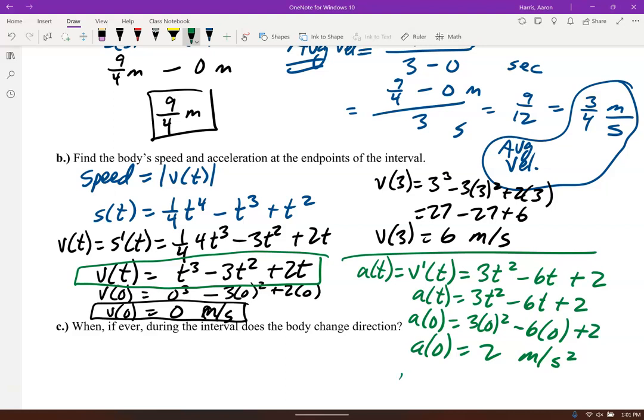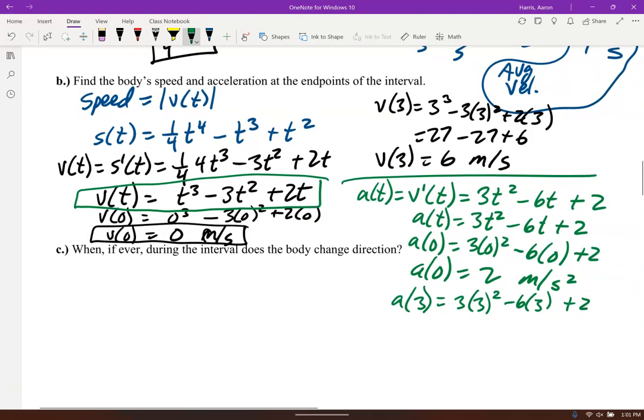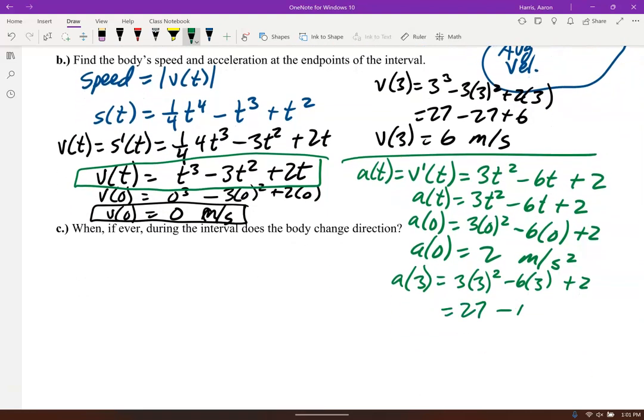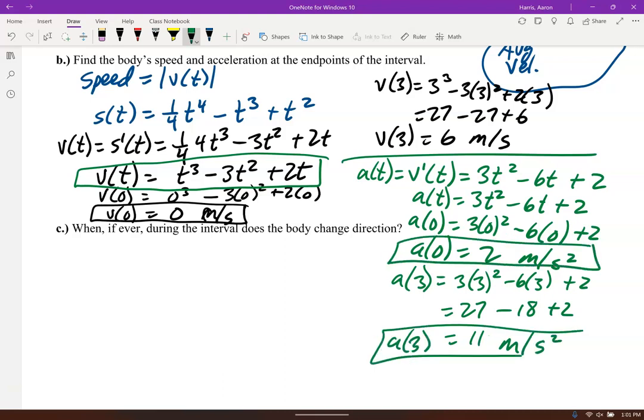And then I want to find the acceleration also at 3. So I'd have 3 times 3 squared minus 6 times 3 plus 2. So I got 27 minus 18 plus 2. I got 11. Looks like meters per second squared. So there's our acceleration at the end points right there.